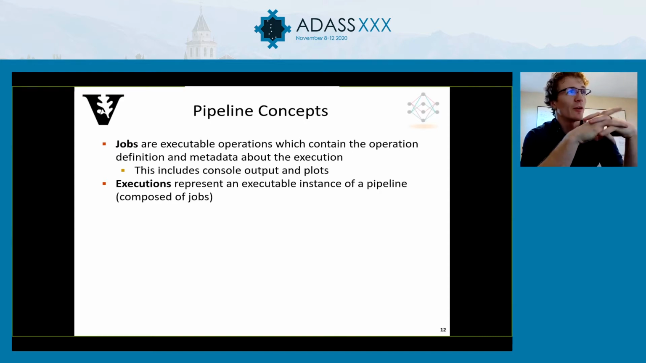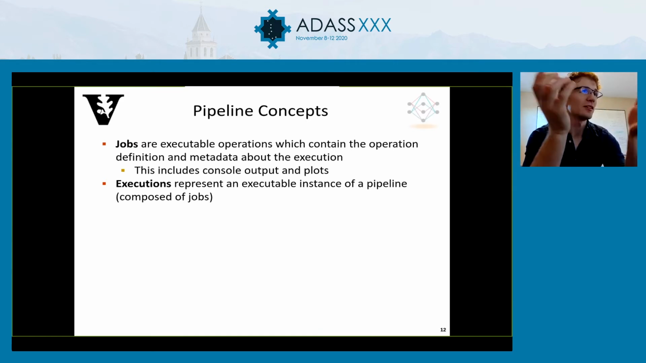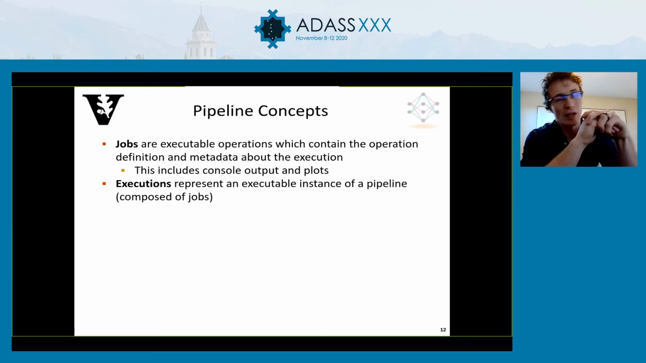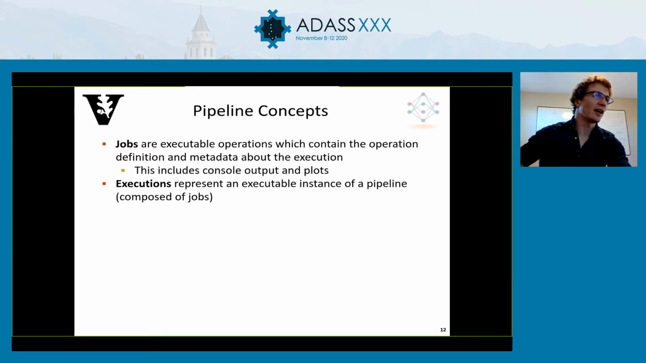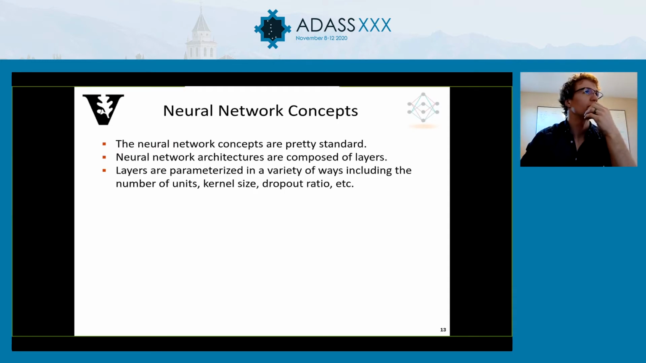Jobs are basically an operation that includes a little bit of additional information, like the execution state and any produced outputs like plots and such. And then an execution is isomorphic to the original pipeline, but it can actually be executed, or actually run, and contain some of this additional information.